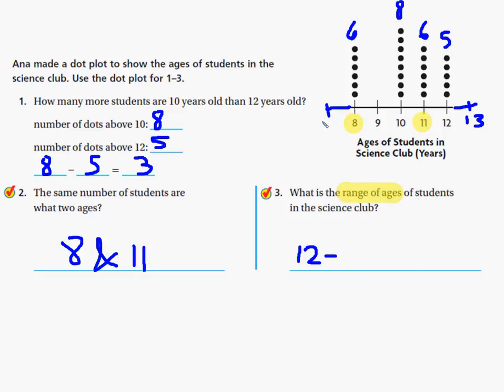Remember, if I had 7 on this dot plot, I would not have any dots above it because I don't have any 7-year-olds in this club. And I would not pick 7 as my lowest number. But there are a bunch of 8-year-olds. So I subtract the biggest and the smallest age where there are students enrolled. And I subtract these and I get 4. The range of ages is 4 years.